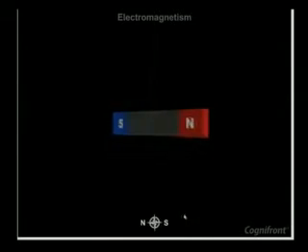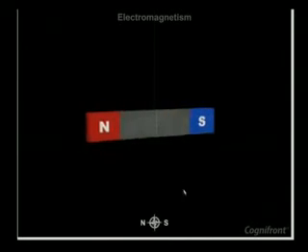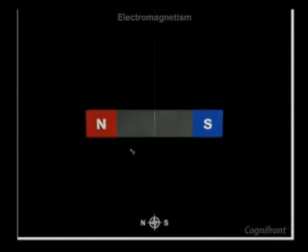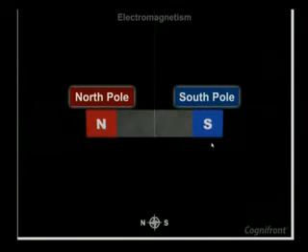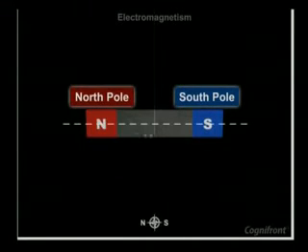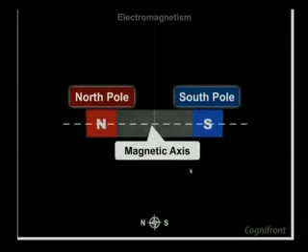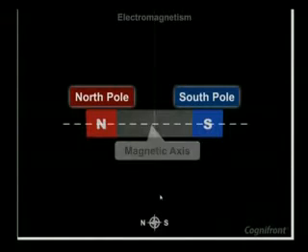Now let's see what happens if we put a magnet in space. It will show us two directions. One is called the north pole, and the other, the S point, is called the south pole, or it will show us the south direction. The line in between the magnet is called the magnetic axis.